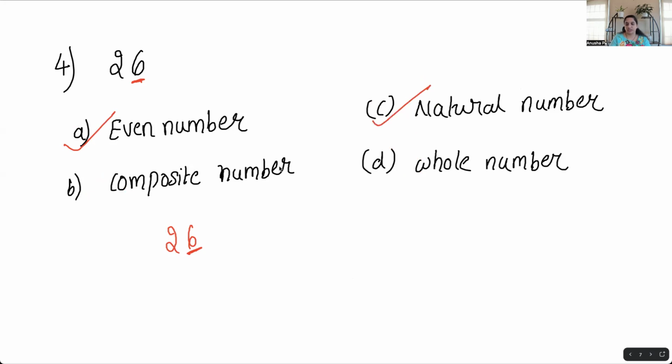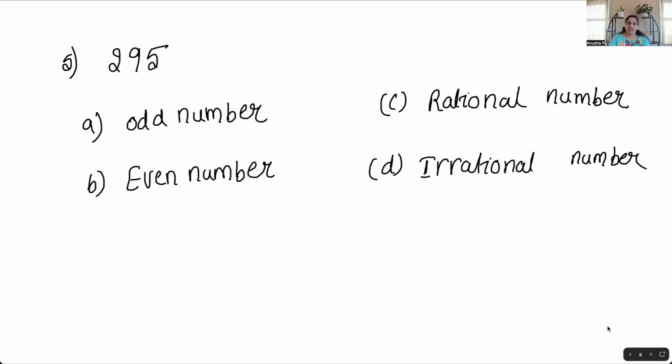And is it a composite number? Composite number means it should have multiple factors. So 1 times 26 is 26 and 2 times 13 is 26. 13 times 2 is 26. So 26 comes in 2 table, 13 table, and 26. So it has multiple factors. It has more than one factor. So it is a composite number. And all positive numbers are called the whole numbers. So A, B, C, D, all options are correct in this question.